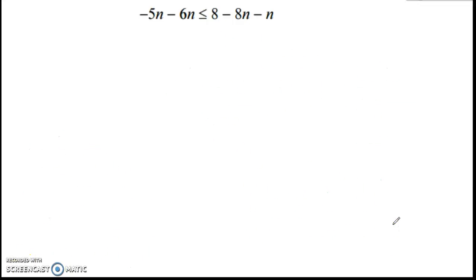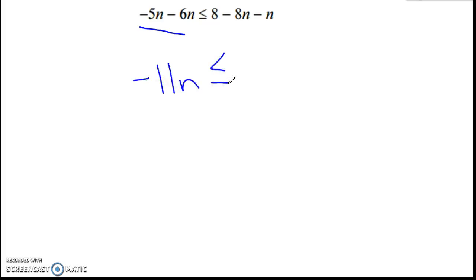Okay, so here's our second example. And this is very, very similar. The only difference is now we have variables on both sides. So whenever you have variables on both sides, we're going to simplify each side, and then we'll work with everything else. So the first thing I'm going to do is simplify this side. And I can see that negative 5n, negative 6n will give me a total of negative 11n.